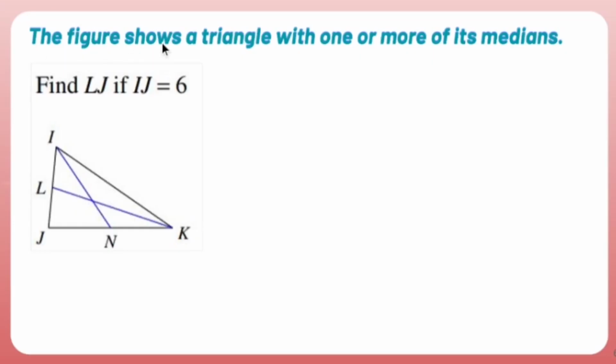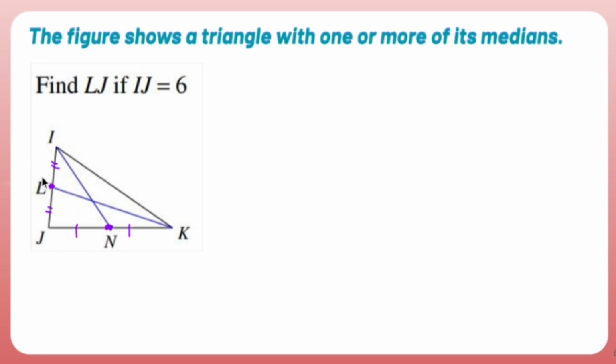The figure shows a triangle with 1 or more of its medians. All right, so what's a median? A median connects an angle to the midpoint of its opposite side. So technically, an angle to the midpoint of its opposite side, technically that happens. Find LJ if IJ is 6.